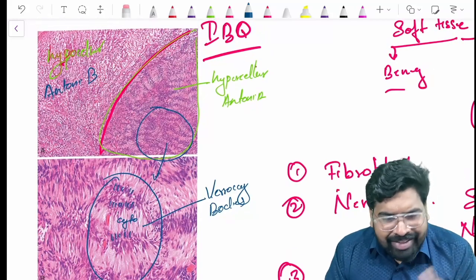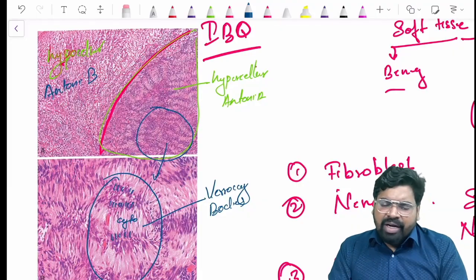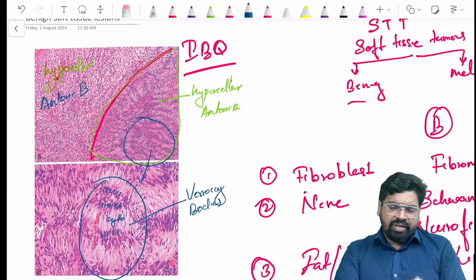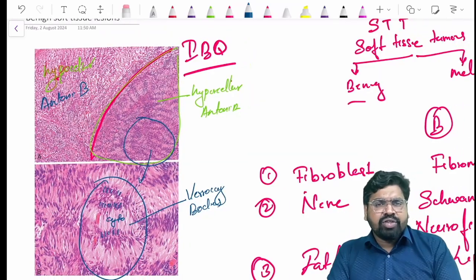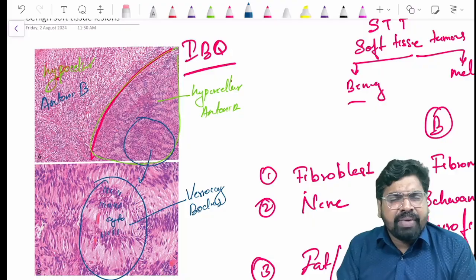Nothing much they will ask about your leiomyomas or rhabdomyomas. No other benign tumors are much asked. So this is a basic idea about your benign soft tissue tumors. I hope you understood the basic idea of benign soft tissue tumors.